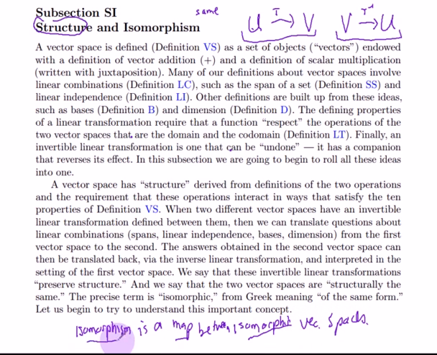Okay. Now, iso means same, and morphic means form. So again, we're going to unpack this idea of what it means for two vector spaces to be the same form, the same structure.